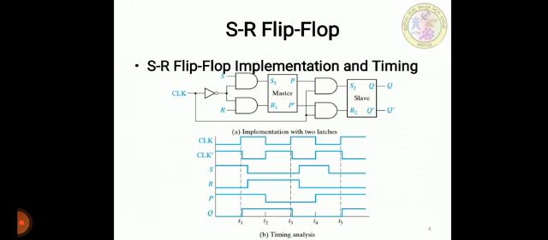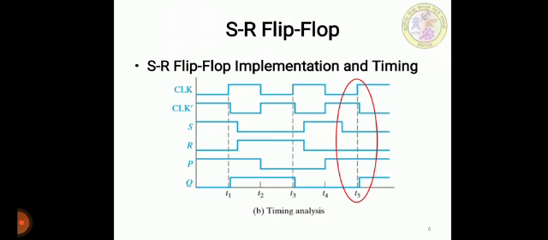In the timing diagram, when S is equal to 1, Q changes to 1 at T1. Then R is equal to 1, and Q changes to 0 at T3. When S is equal to 1 and R is equal to 1, then obviously there will be an invalid state.